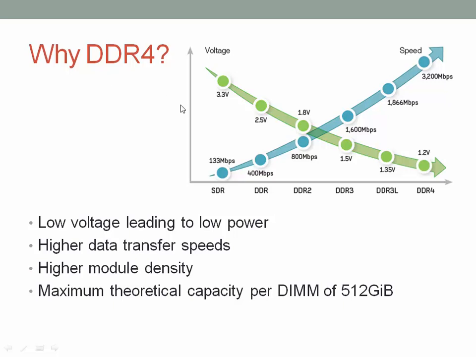So why do we need to move to DDR4? There is always a never-ending demand for higher speed and lower power, and DDR4 achieves both. It achieves lower power by lowering the supply voltage from 1.5 volts in DDR3 to 1.2 volts in DDR4. It also has higher transfer speeds by using many techniques which I'll explain later. And it also has higher module density because it supports up to 512 gigabytes per DIMM slot compared to 128 gigabytes in the case of DDR3.